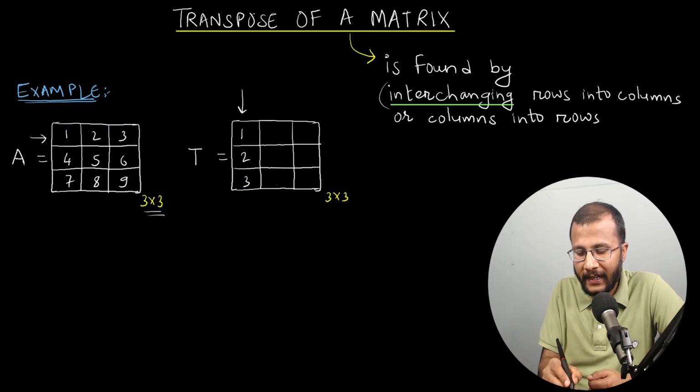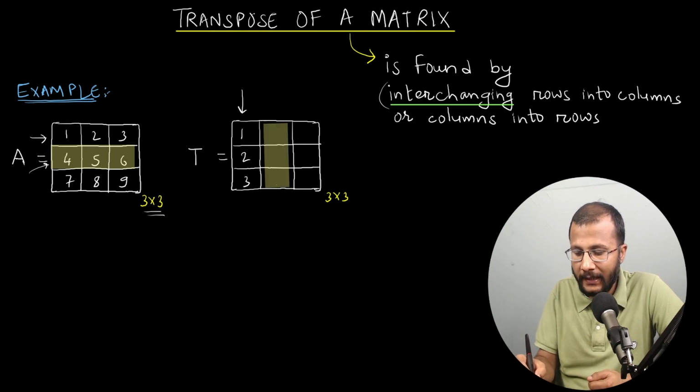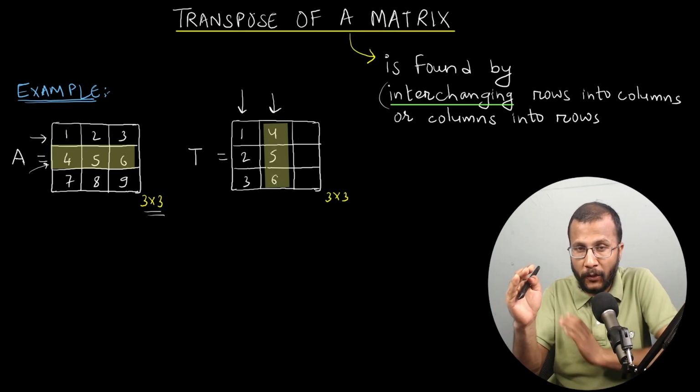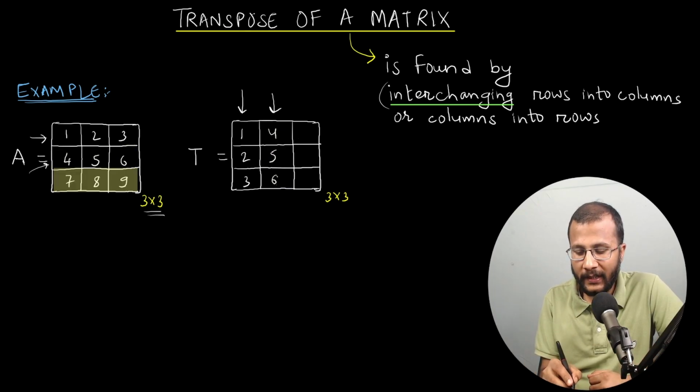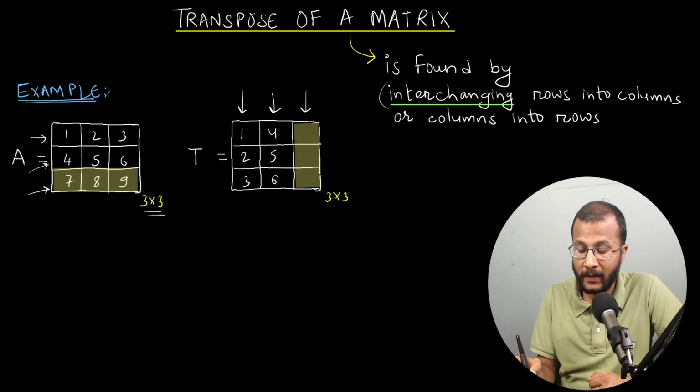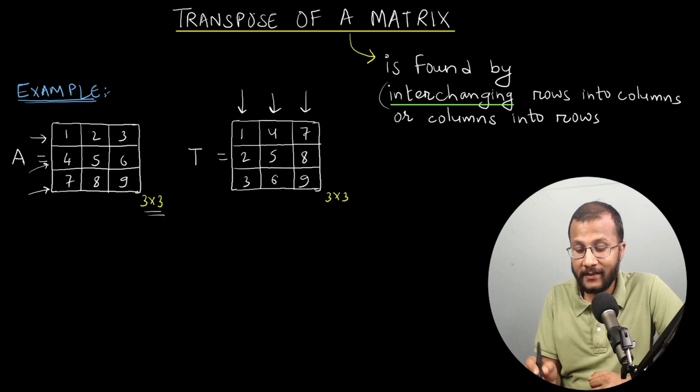Now you move to the second row of the original matrix, that is 4, 5, 6, and put it in the second column of the transpose matrix. So it will be 4, 5, 6. That means I am catching hold of the row and putting in the column. Now finally we'll catch hold of the last row of the matrix A, that is 7, 8, 9, and paste it here in the transpose matrix in the last column, that is 7, 8, 9 comes here as it is like this. Okay, now we say T is a transpose of matrix A. So this is how you find the transpose of a matrix.